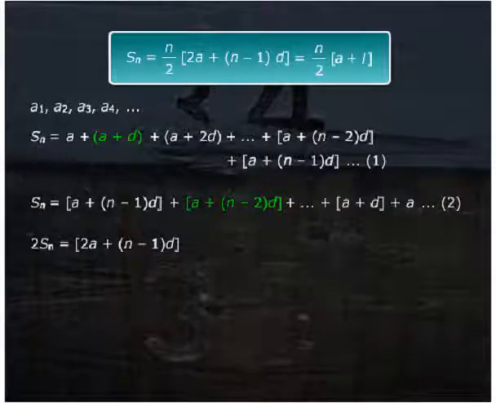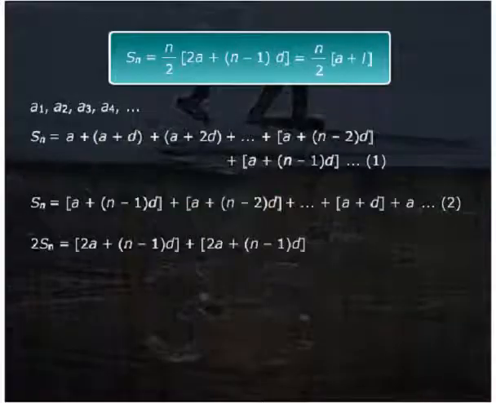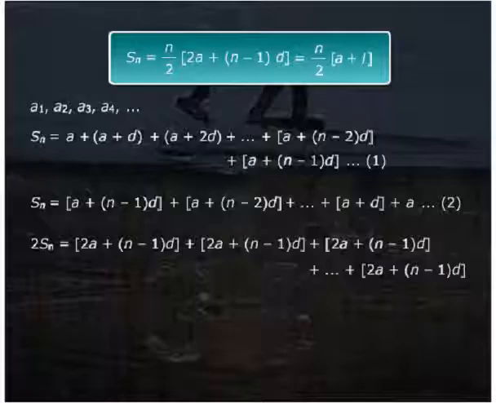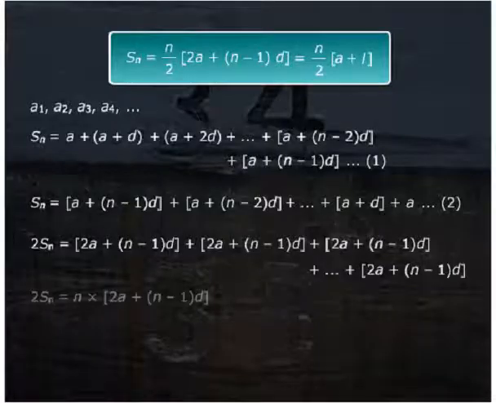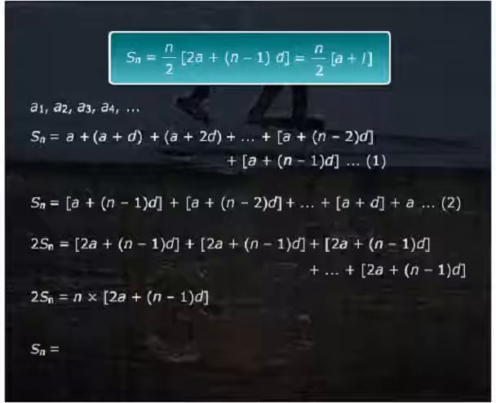And what do you get? Think, do, and see. 2a plus n minus 1 into d again. Third, once again it will be the same. So on. So we get 2a plus n minus 1 into d, n times. So what is the sum? n into 2a plus n minus 1 into d. Now it's looking beautiful. So Sn equals, bring that 2 down here, n by 2 into 2a plus n minus 1 into d. And before you realize, you have proved the formula.